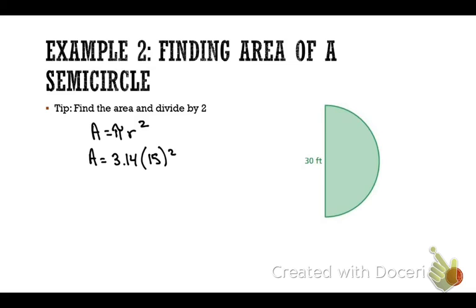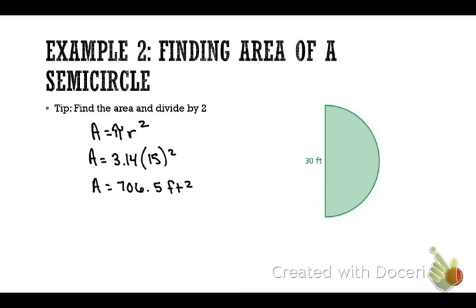All right, don't make this mistake, guys. You do not multiply first. That's not order of operations. What's 15 times 15? 225. What's 225 times 3.14? 706.5 feet squared.